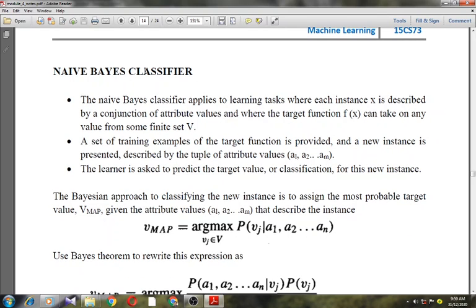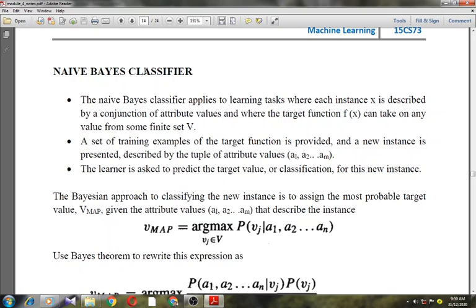So this concept is very important here. One highly practical Bayesian learning method is the Naive Bayes learner. Often it is also known as the Naive Bayes classifier. It is one of the practical Bayesian learning methods, that is, the Naive Bayes classifier or Naive Bayes learner.